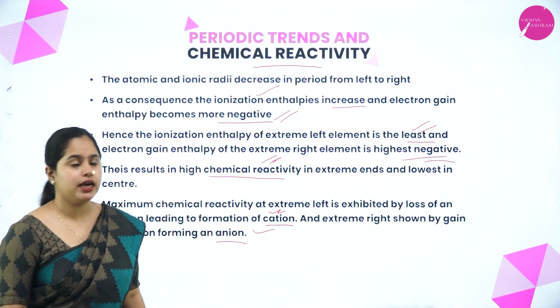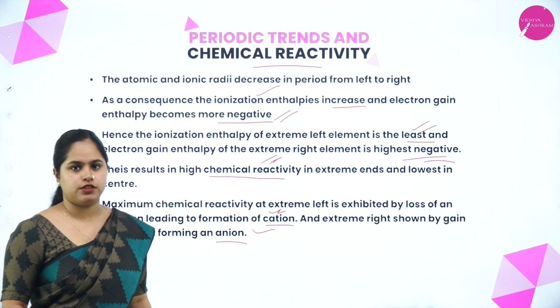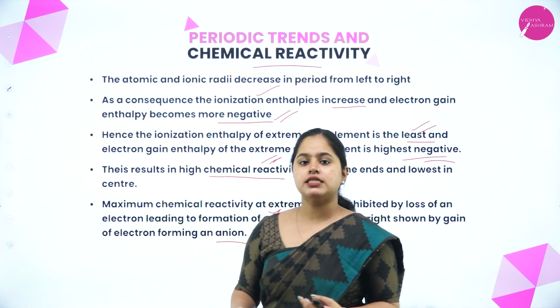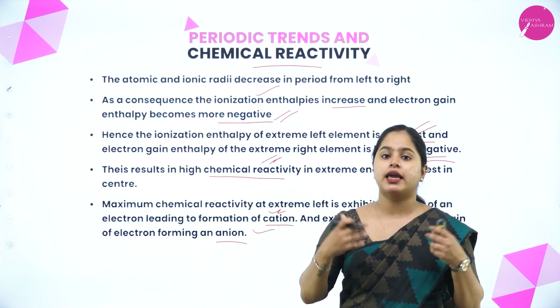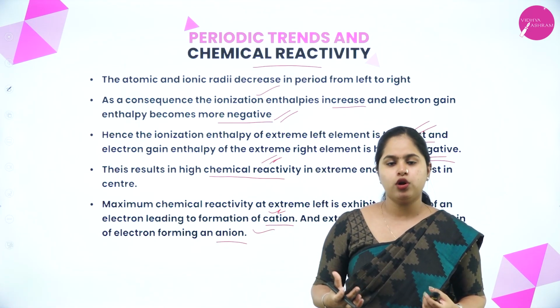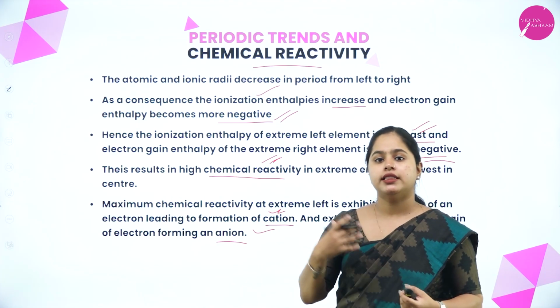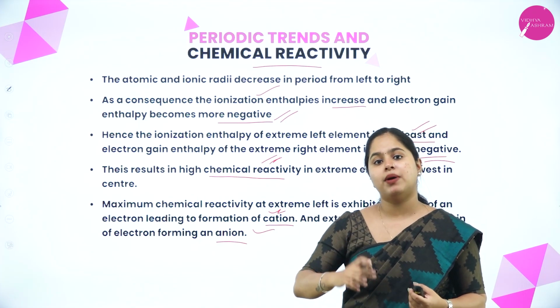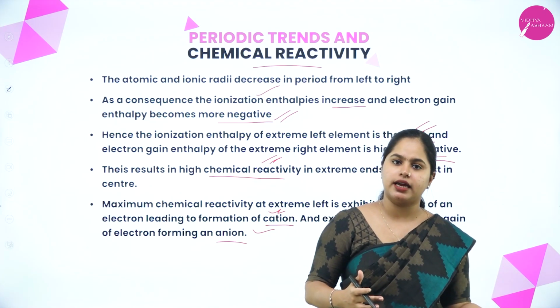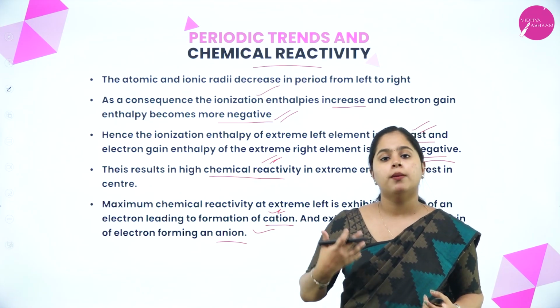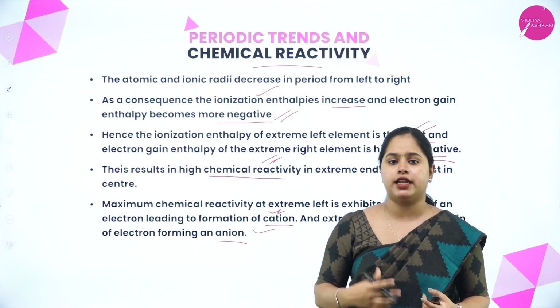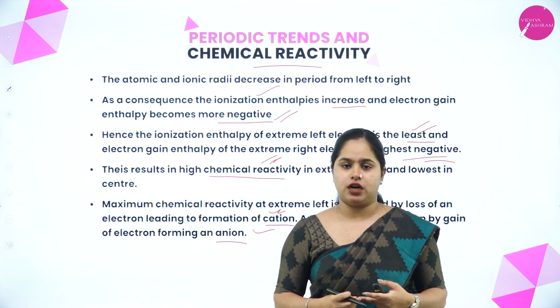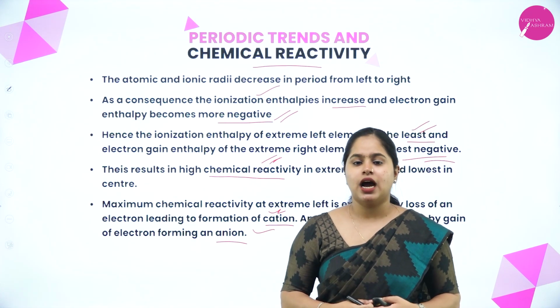So I hope this is clear, the periodic trends in chemical reactivity. To summarize, towards the left and towards the right, the chemical reactivity will be more. Towards the left, they will form a cation by losing an electron, and towards the right, the chemical reactivity is more because they have the tendency to accept an electron and form a negatively charged ion, that is an anion. I hope it is clear.